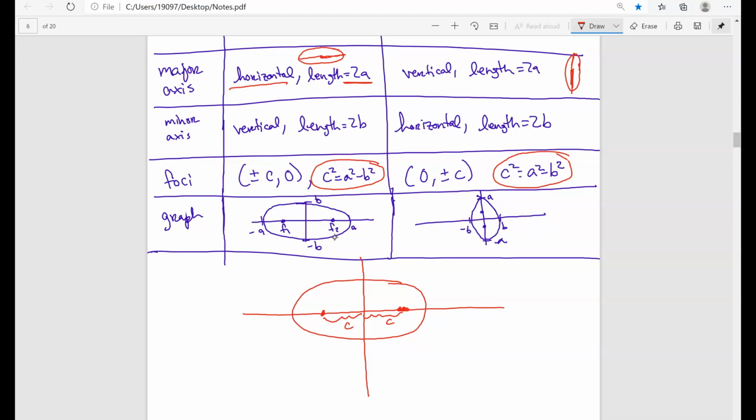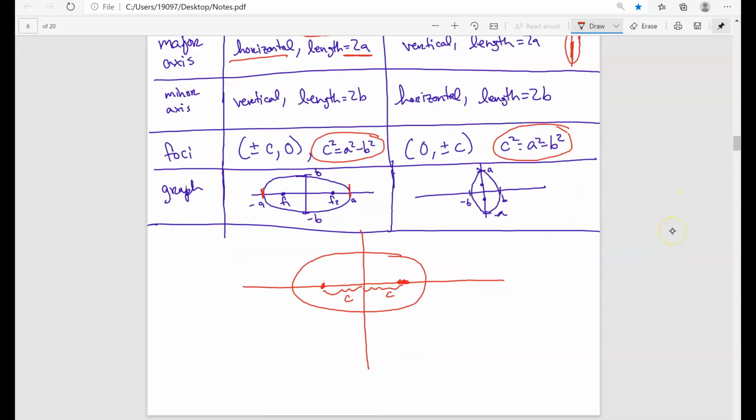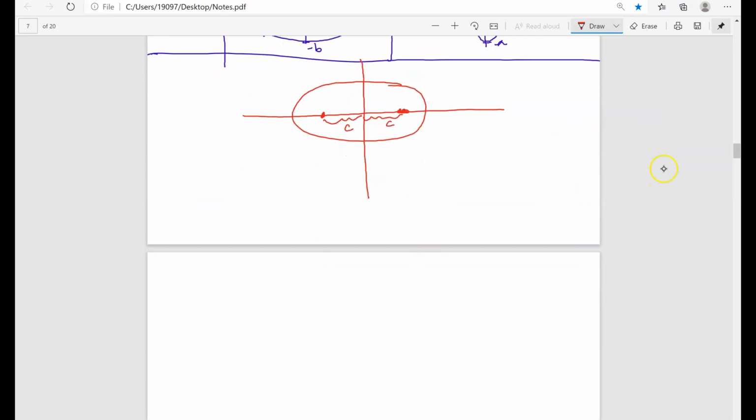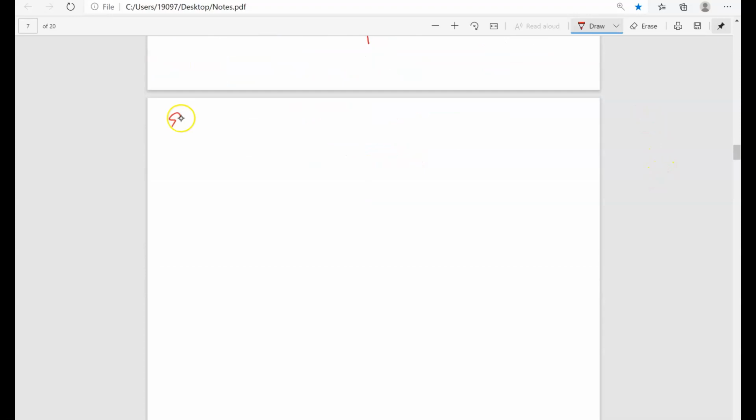So the graph, the way that you do it is that on the major axis, whichever one is bigger. So let's say, for example, for this particular equation, you had x squared over 25 plus y squared over 4 is equal to 1. Okay, so this is an equation of an ellipse because it has a 1 on the other side. It should always have a 1.